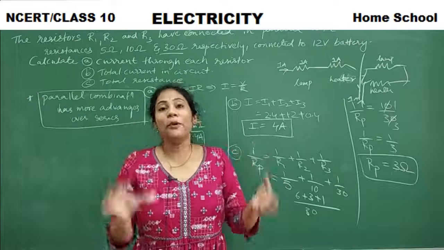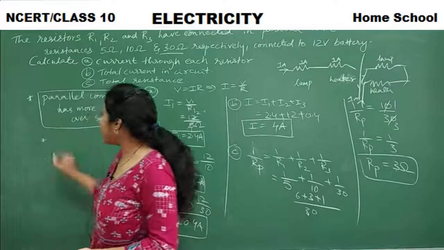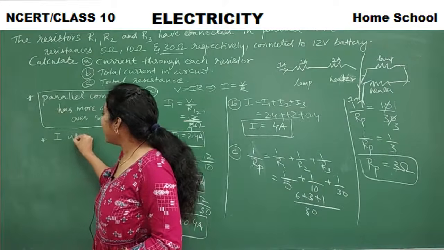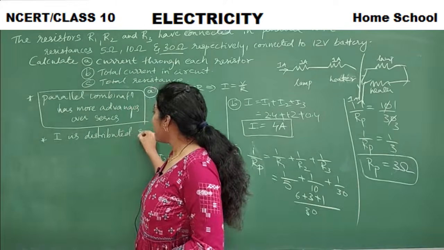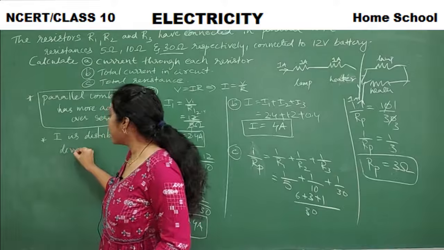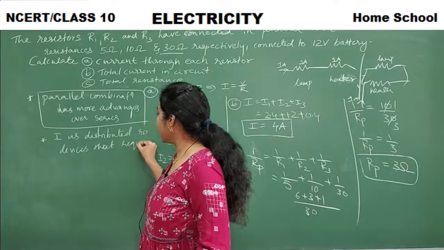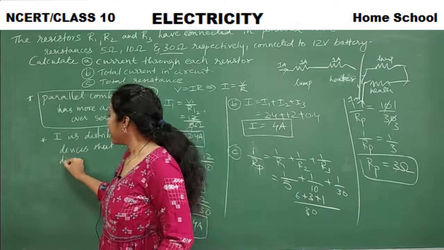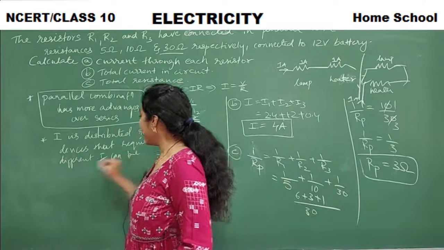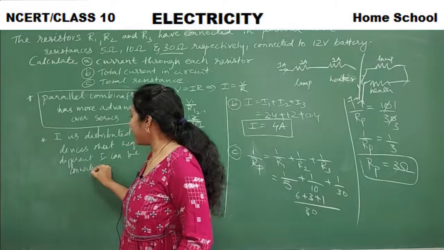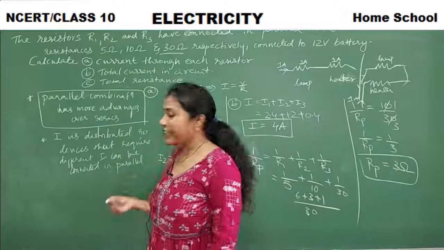So this is a main point that one must remember. What is the point you will mention? What happens in a parallel, guys? In parallel, current is distributed. So devices that require different currents can be connected in parallel. Okay, so different devices require different current.